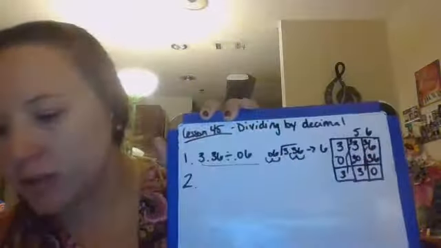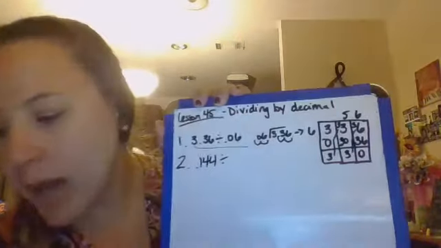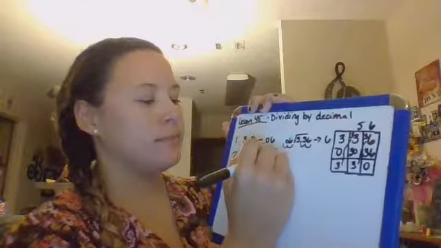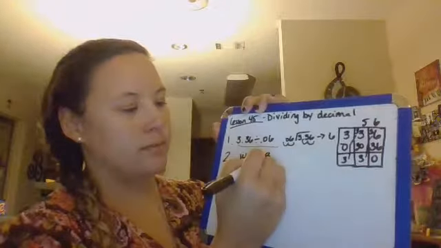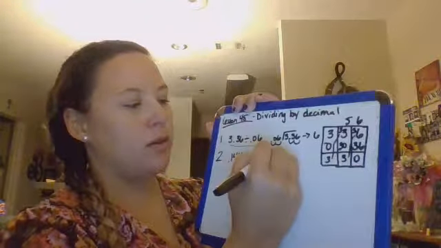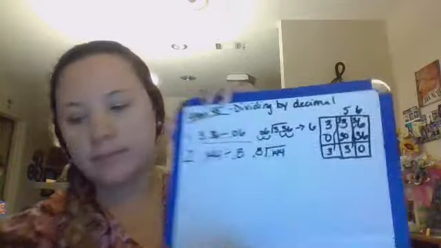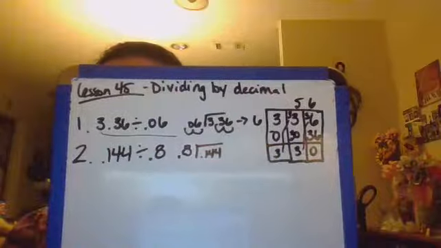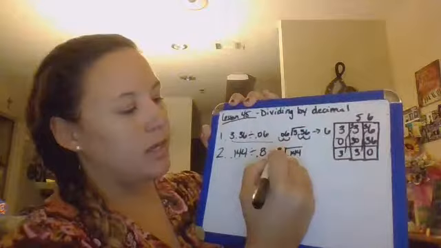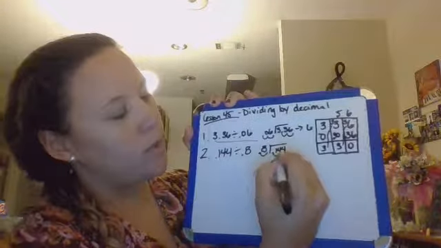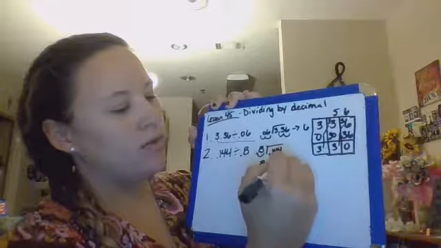All right, so then our second one is going to be 0.144 divided by 0.8. So 0.144 divided by 0.8. Again, if I turn that over this way, I would have 0.8 divided by 0.144. And we need to move the decimal over. And I only have to move it once. So then I move it once. So I would have 8 divided by 1.44.